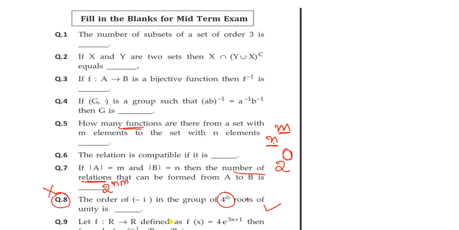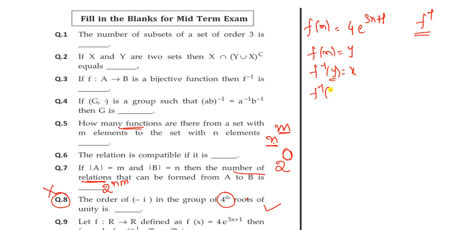Let f: R to R be defined as f of x equal to what? F of x equal to 4 e to the power of 3x plus 1. Then the formula for f inverse. So, here what do we have to find out? F inverse. That means we have to find out the reverse function. Let us say we have f of x equal to y. So, what is the f inverse of y? You know this, x. In the place of y we substitute the value, f inverse of x equal to y. Like this we can write.